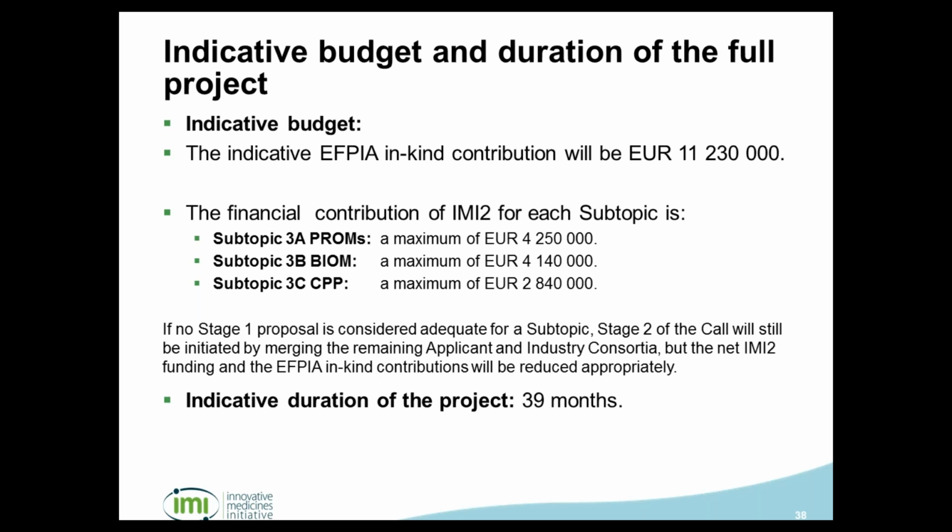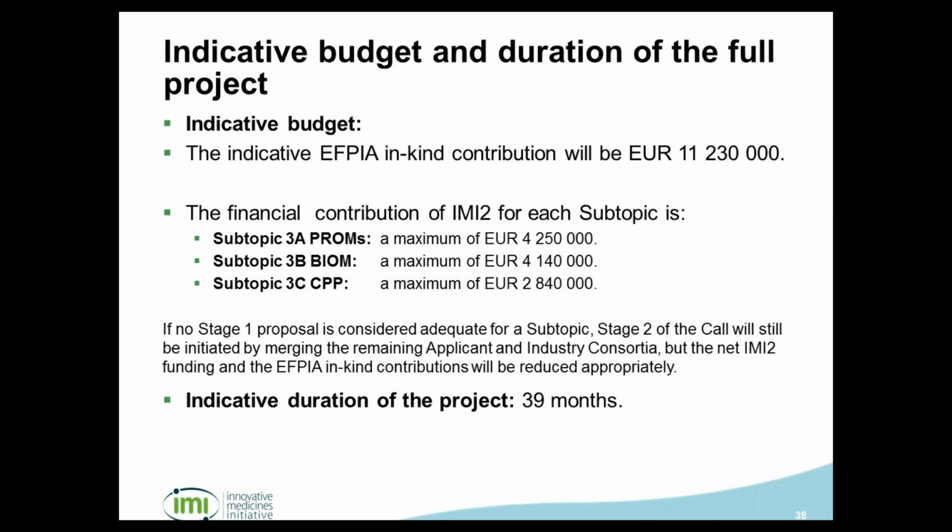If no stage 1 proposal is considered adequate for one or two of the subtopics, stage 2 of the call will still be initiated by merging the remaining one or two winning applicant consortia and the industry consortium. However, the net IMI funding and the EFPIA in-kind contributions will be reduced appropriately. Please consider that some modifications might be necessary at the stage 2 full proposal to adapt to an overall governance, grant administration and subtopic integration. Several activities will be shared among all participants of the full consortium to integrate sub-projects and avoid administrative redundancy, as mentioned before. The indicative duration of the project is 39 months.